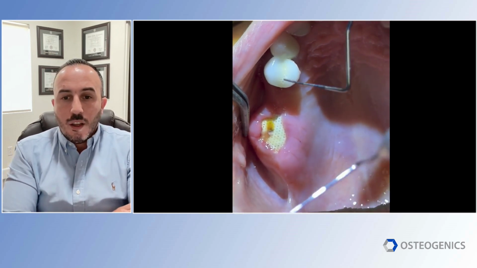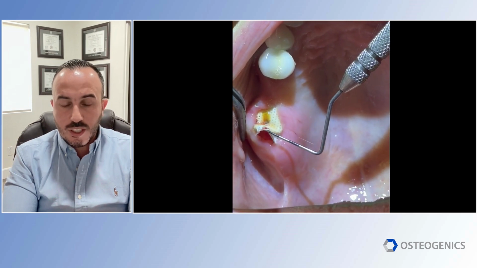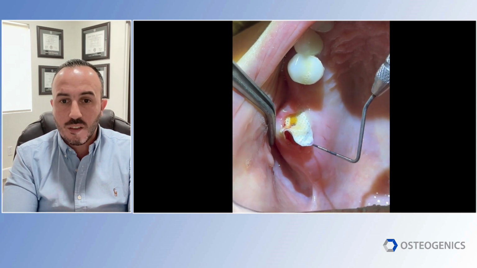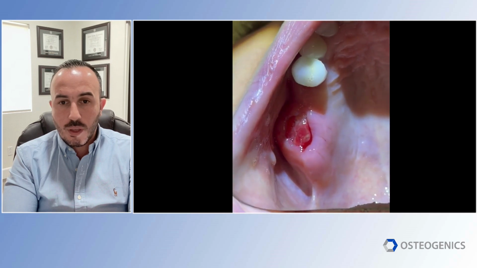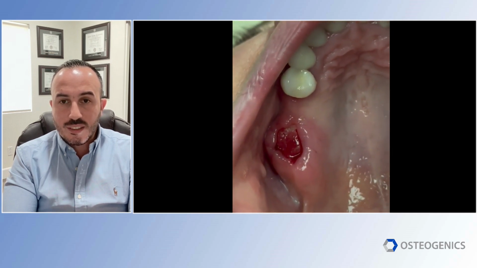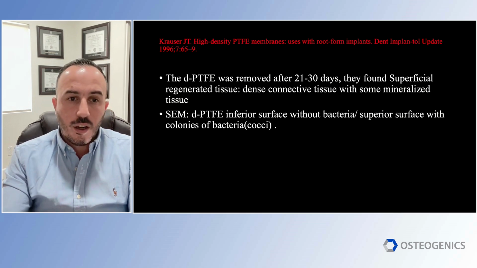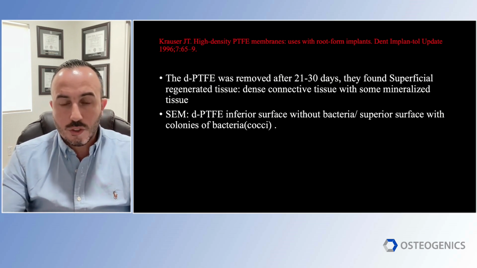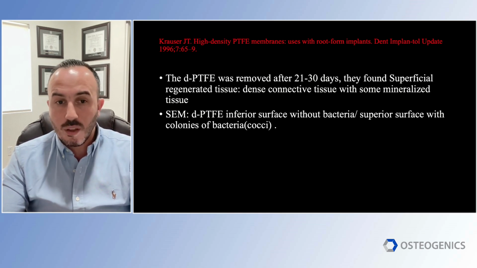As you can see here, we look at the membrane. The part that is exposed to the oral cavity is dirty, and I'm happy, because that tells me it's preventing the gunk from going down there. We just stick the probe underneath, pull the membrane up, and pull it out with the cotton pliers. And we see nice, dense connective tissue with some mineralized matrix. As the next study by Krauser showed us, using scanning electron microscopy, the inferior surface of that membrane is clean of bacteria. The superior surface had a lot of colonies of bacteria, and they found dense connective tissue with some mineralized tissue underneath it.